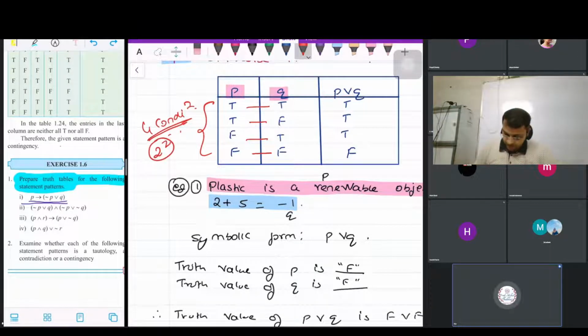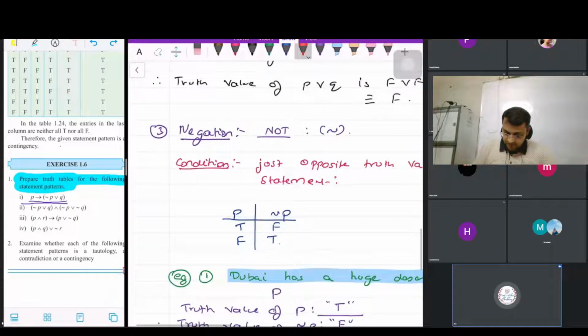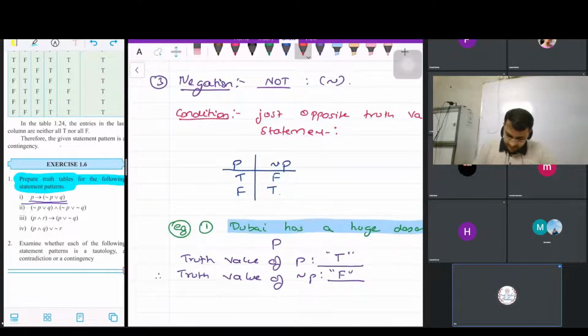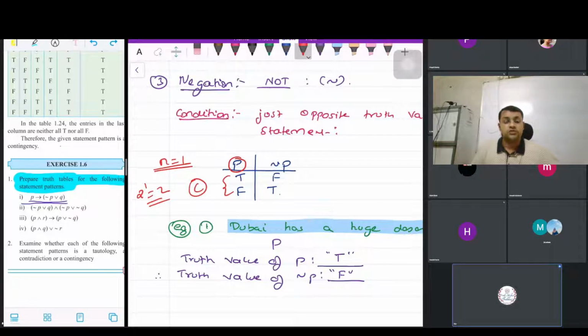Now let me show you one more thing. See this below, point number 3. Here I have got only a single statement. So guys, n comes out to be equal to 1. So what should be the number of conditions? 2 raised to n. Here it is 2 raised to 1, which is equal to 2. Can you see there are only two conditions available in this? So these are the conditions that I am talking about.